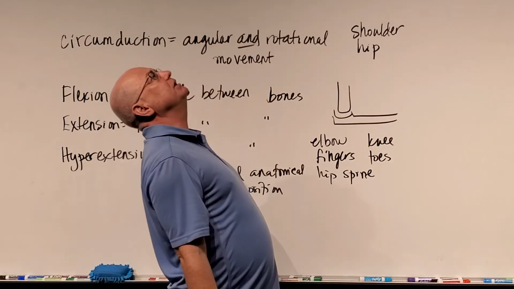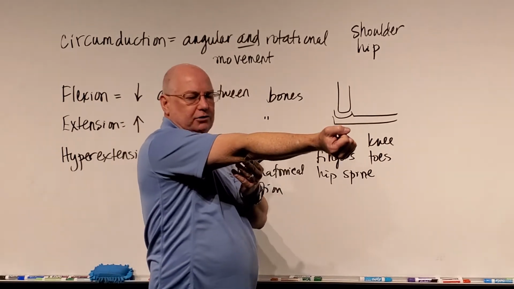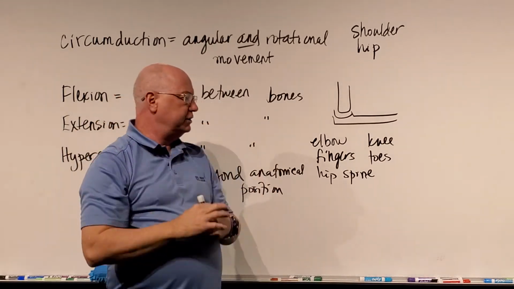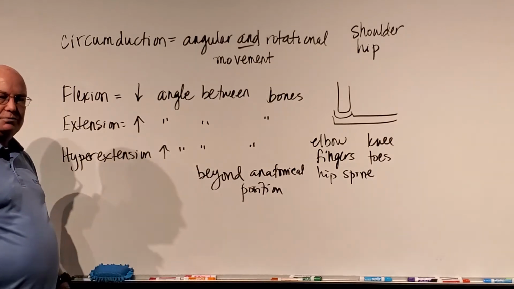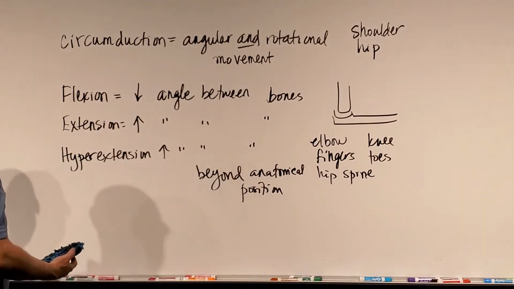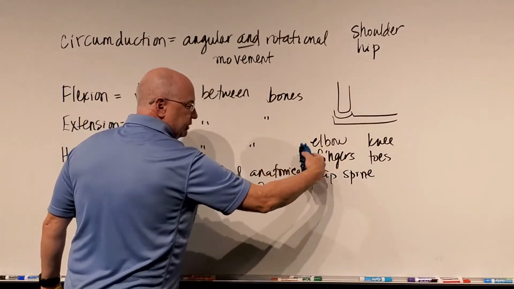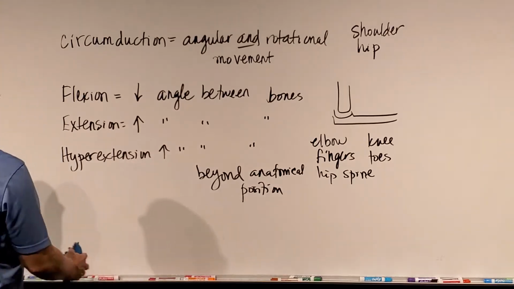If I bend my chest backwards, or if my knee joint could hyperextend, or my elbow, I can't do that, but if my elbow went the opposite direction, then that would be called hyperextension, beyond anatomical position, increasing the angle between the bones beyond anatomical position. A lot of the same joints that can do flexion do extension and could possibly do hyperextension.